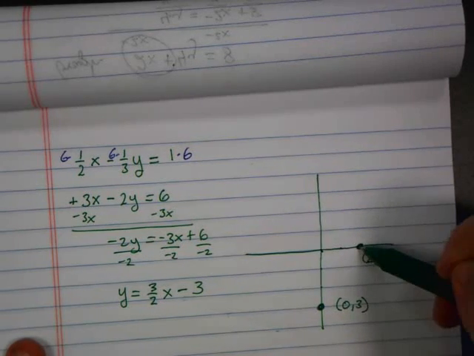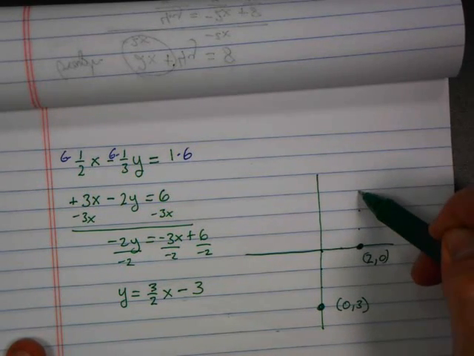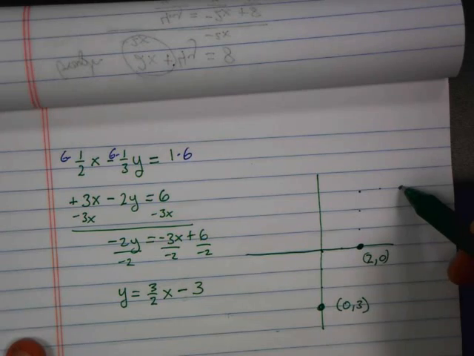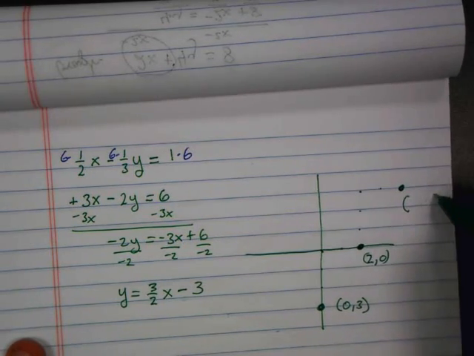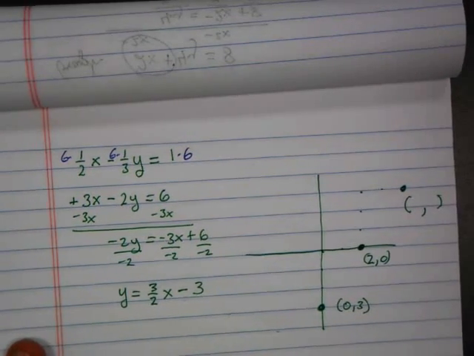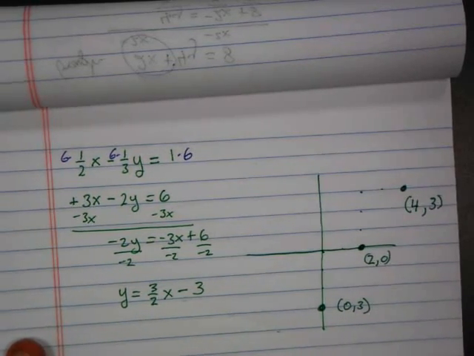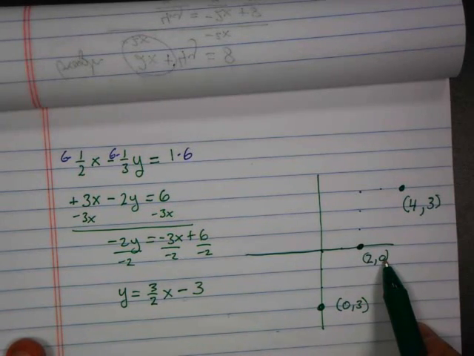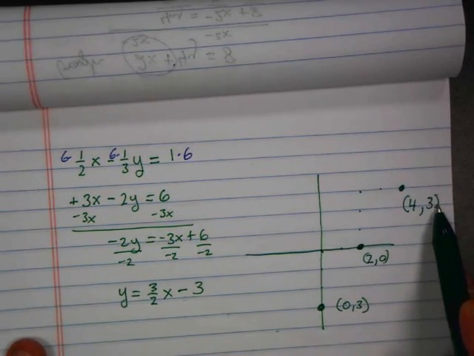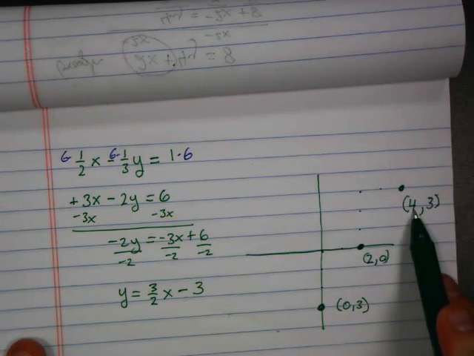And then I can do it again. I can go up 3, 1, 2, 3. Over 2, 1, 2. Where am I now? 4, 3. How'd you get 4, 3? Well, you started here, you went up 3. So if you start at 0 and go up 3, that puts you at a 3. And you started at 2, you went right 2, that puts you at a 4.